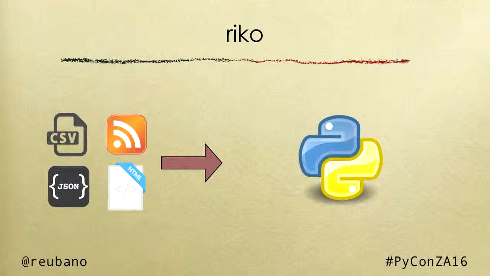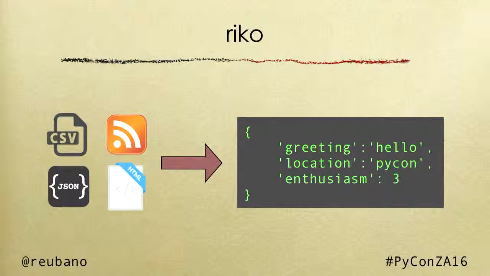So as I said before, you're able to fetch feeds from across the web. And in this case, you can take CSV, RSS, JSON, and HTML, and the output is a Python structure. And in this case, it's an iterable dictionary, similar to what you see there.